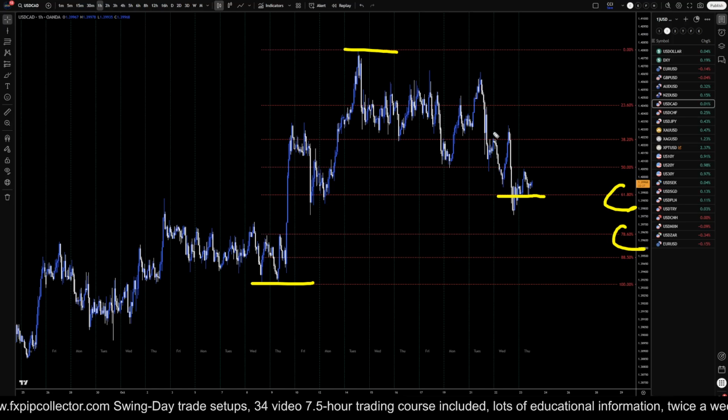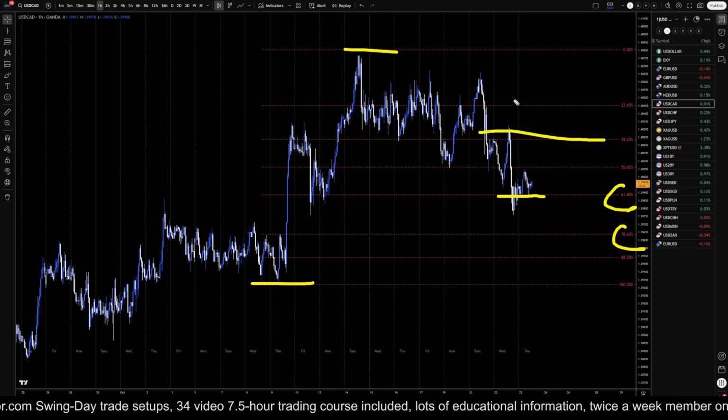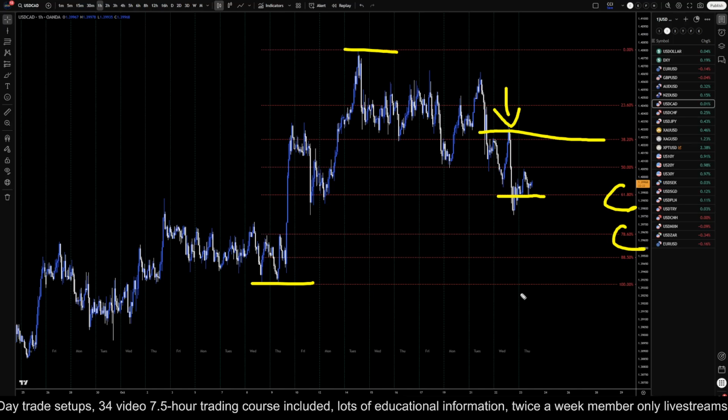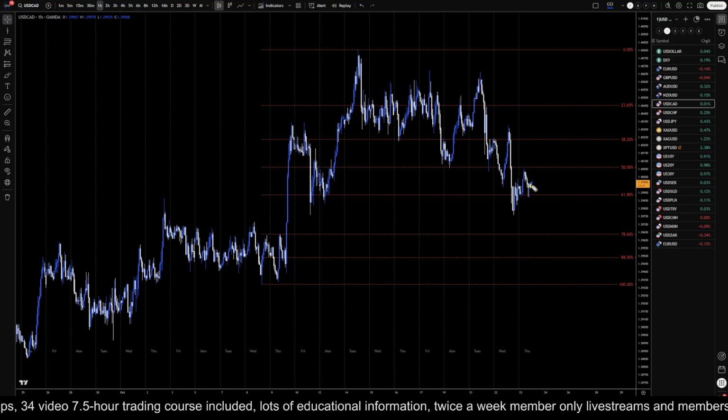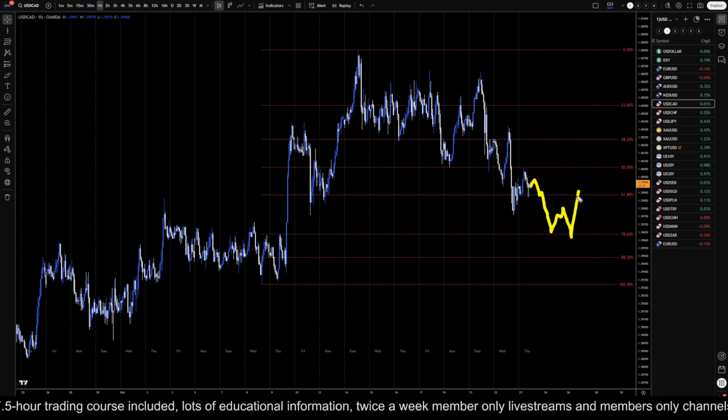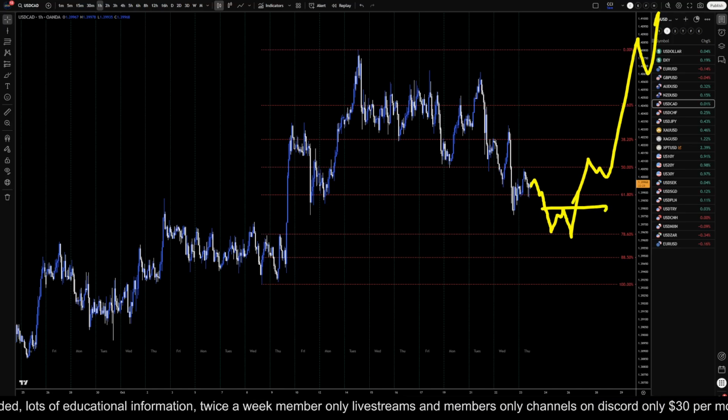I think that what would help confirm this is a nice break of structure to the upside, which unfortunately is way up here, which is why it would actually be nice to see like a double bottom like this and then a break of structure to help confirm that we really are back into the higher time frame uptrend. So definitely a little bit of a slow sideways market, but tomorrow we have CPI inflation data, so hopefully that will help get things moving.